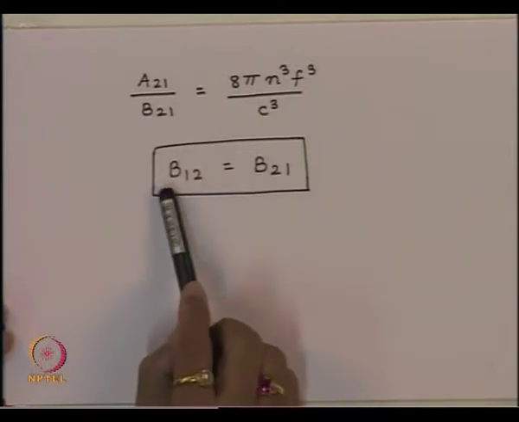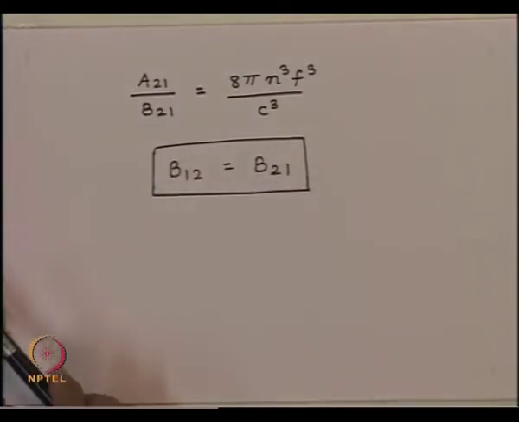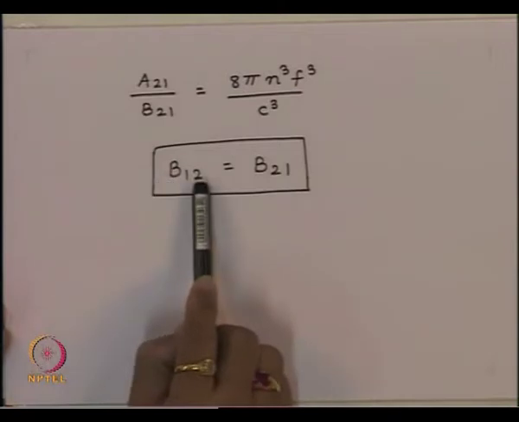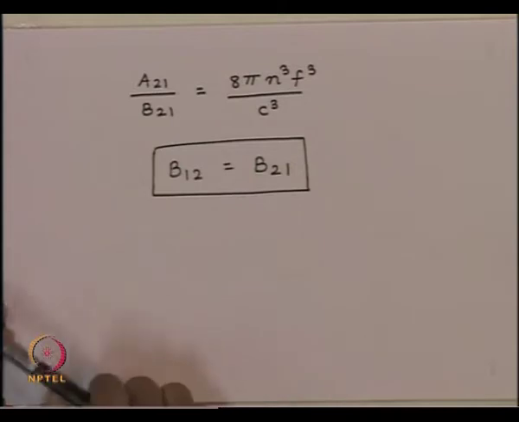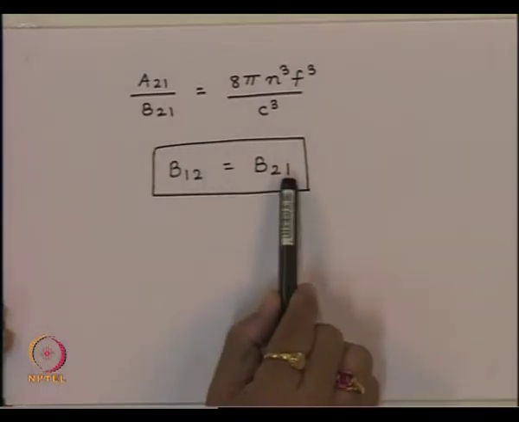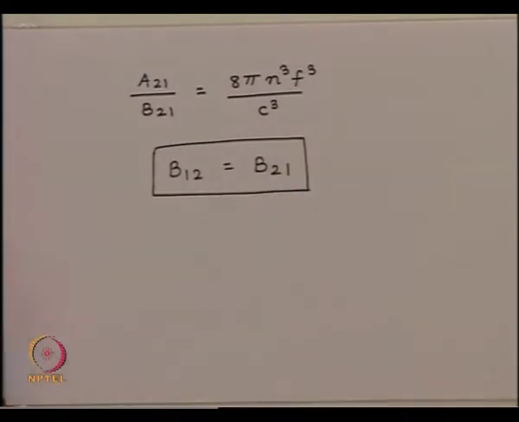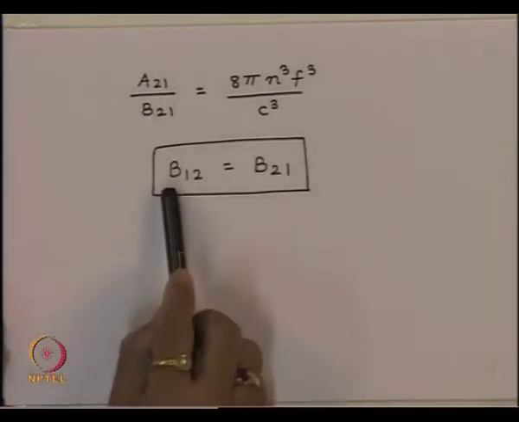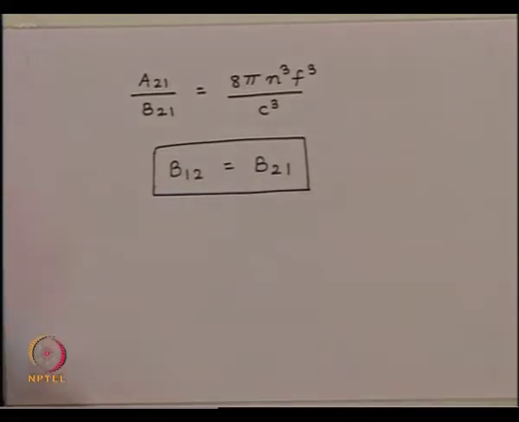So, we see here that B12 is equal to B21, and what is B12? B12 is the transition probability of the electron going up, and B21 is the transition probability of the electron coming down in the presence of a photon. And saying that B12 is equal to B21 says that these two transition probabilities are equal. That means the absorption process and the stimulated process are equiprobable.